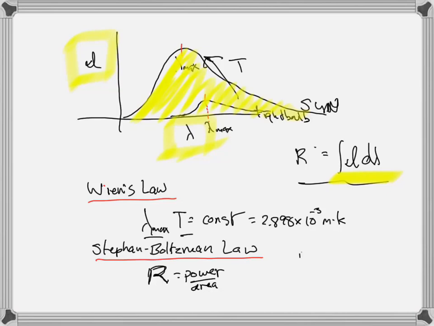Okay, so the Stefan-Boltzmann law gives us an empirical relationship for the total power per unit area emitted, and it's found that the total power per unit area, sorry, I said equals, but is proportional to T to the fourth, the temperature of the body to the fourth. So these are our two empirical relationships. Wien's law, lambda max T is equal to a constant, and Stefan-Boltzmann law, R is proportional to T to the fourth.